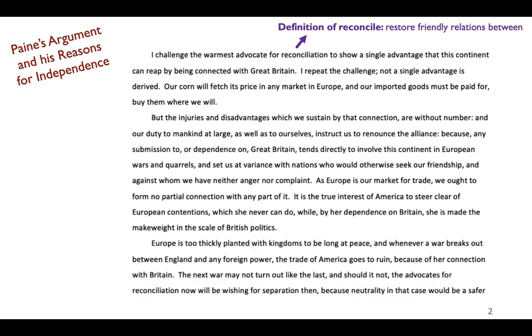Sorry, I forgot that I said the definition of reconcile is to restore friendly relations. So he doesn't believe that we should restore friendly relations with Great Britain.